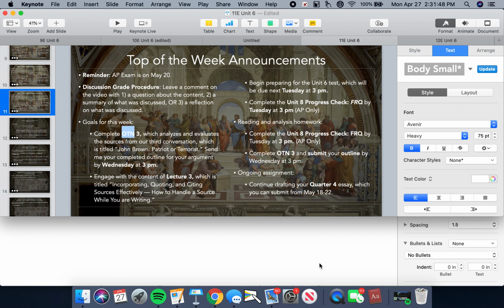Today we're going to continue our work on OTN 3 by looking specifically at Henry David Thoreau's argument in favor of memorializing Captain John Brown as a hero. That excerpt can be found on page 737 of your text, which you should turn to in preparation for our work together today. Before we get into that, let's just quickly remind ourselves of our responsibilities.